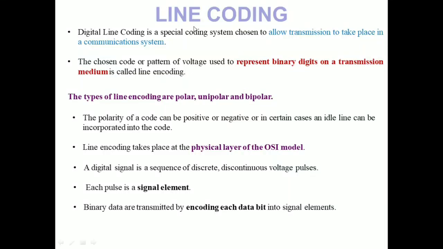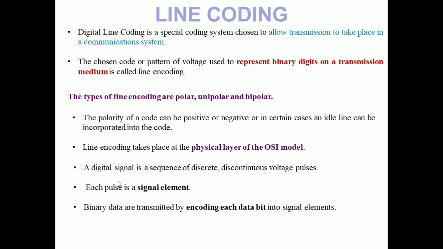Line coding. Digital line coding is a special coding system which is chosen to allow the transmission to take place in a communication system. So the chosen code or the pattern of voltage is used to represent the binary digits on a given transmission medium. This is called line encoding or line coding.